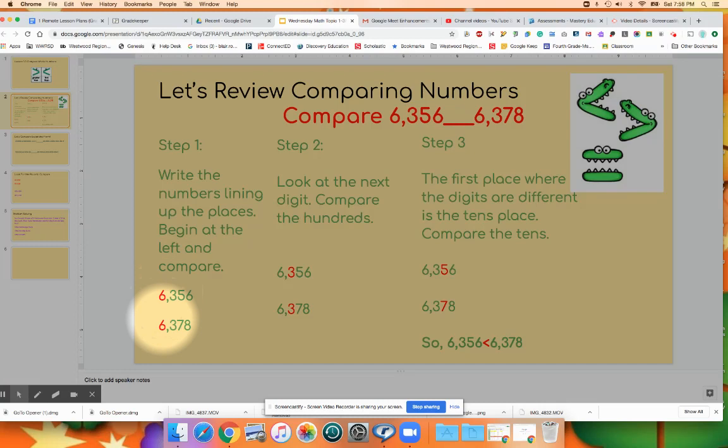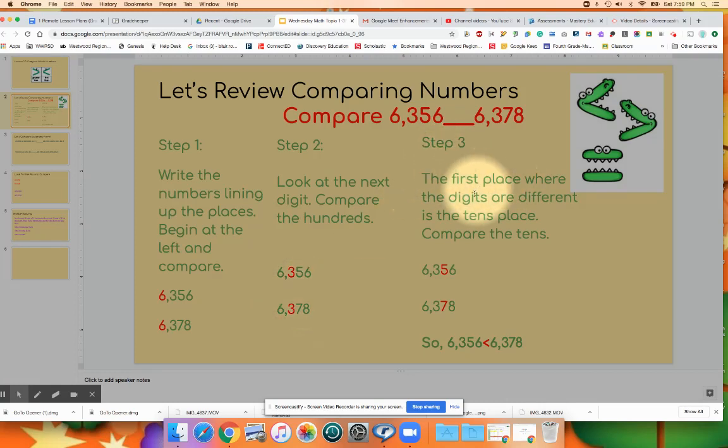So I go to my next step, which is step 2. You're going to look at the next digit and compare the hundreds place. So here, I've highlighted it in red. So I'm going to go to the hundreds place. I have a 3 and a 3. So again, I can't compare them yet. They're the same digit. So I'm going to go to step 3.